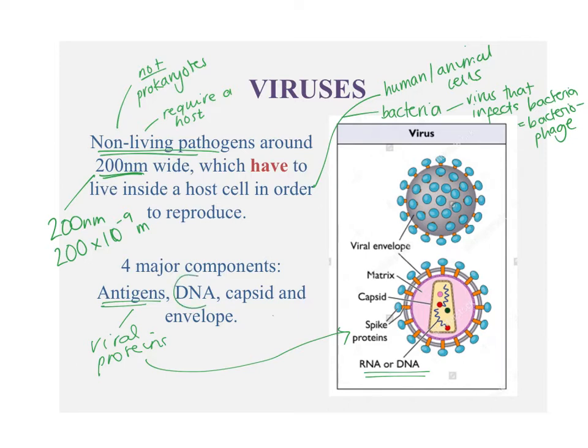They've got DNA. That's not technically correct. Sometimes they can have RNA as well. It's a variable genetic material. So some of them will have DNA and some of them will have RNA. It just depends on the virus again. And then we've got a capsid and an envelope. And you can see there that the capsid is what encloses the genetic material.